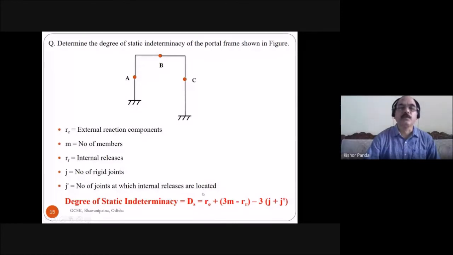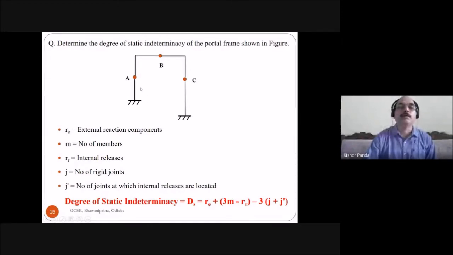You can find out using this equation, because when we are considering this equation, here you have to take how many members. So here you have to take the total number of external reactions. R is your external reaction component. So here 3 external reactions and here 3 external reactions. The total number of external reaction components is equal to 6. Then the number of members, M.